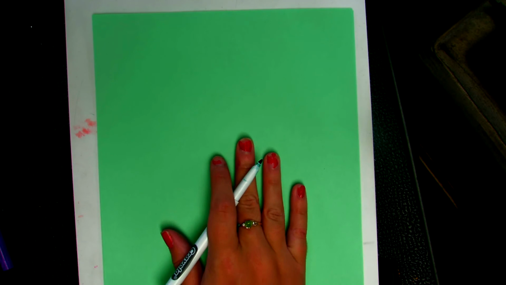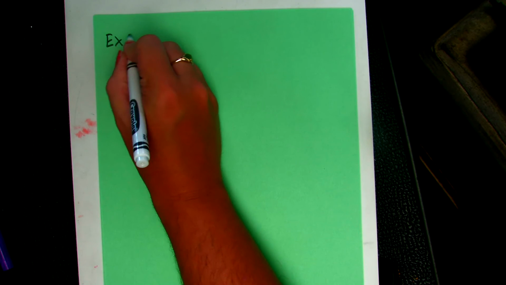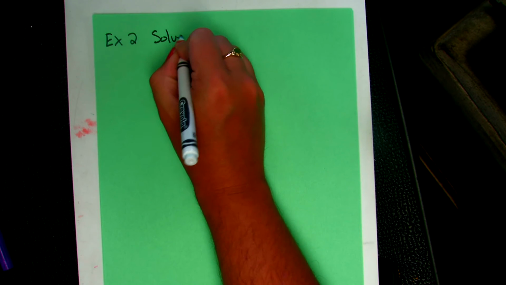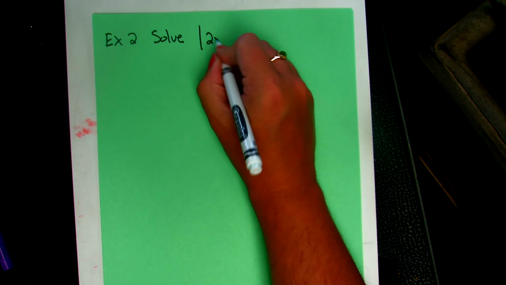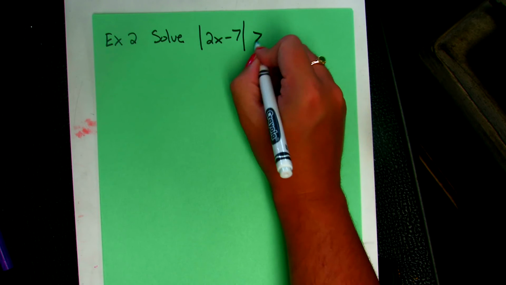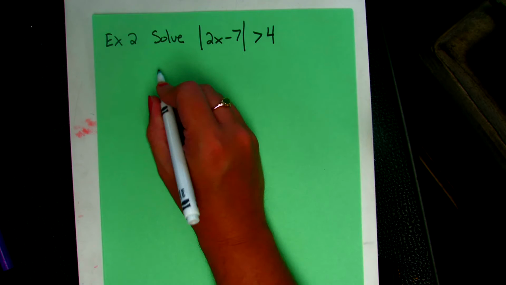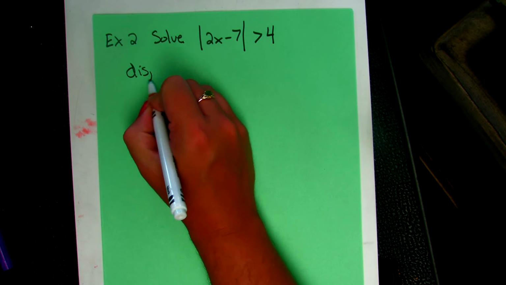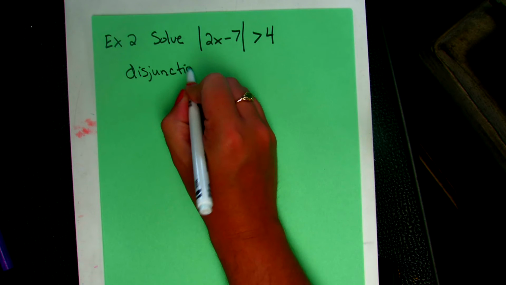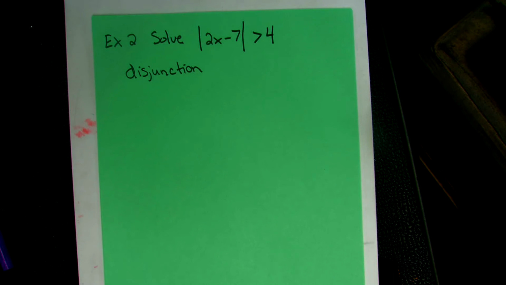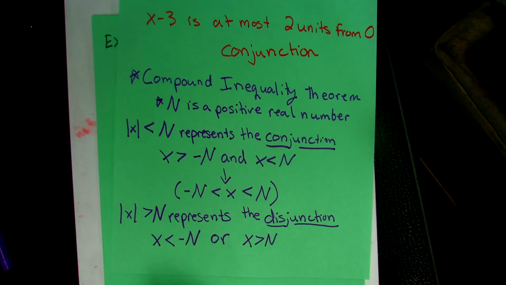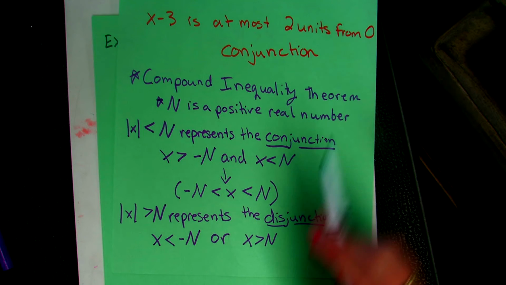We will start with example 2, which says solve the absolute value of 2x minus 7 is greater than 4. So we're greater than a positive number, that means we have a disjunction. I use my theorem that I just had. I have an absolute value greater than a positive number, which means I have a disjunction.